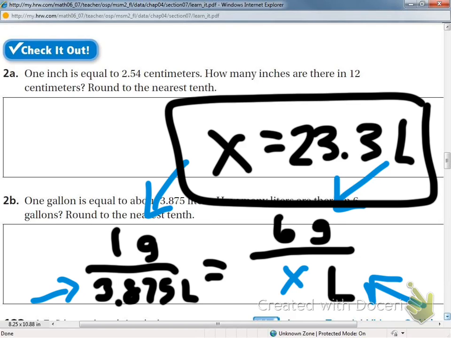Okay, you should have solved and rounded to the nearest tenth. So x equals 23.3 liters. That is correct.